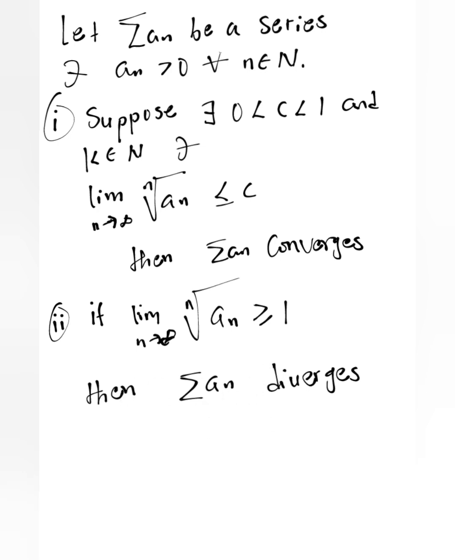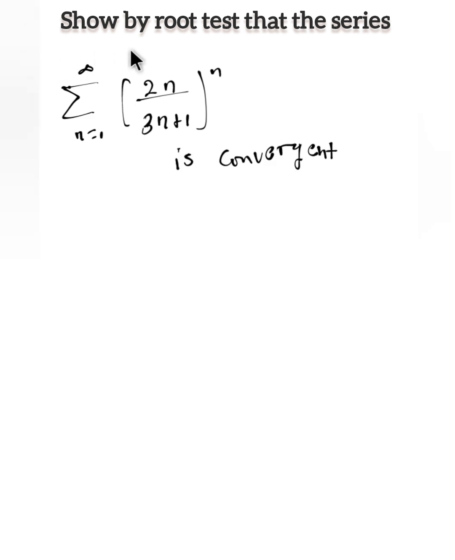Let's take an example. Show by root test that the series, the summation from n equals 1 to infinity of (2n over 3n plus 1) raised to power n is convergent. Show that this series is convergent. And we're going to use the root test.